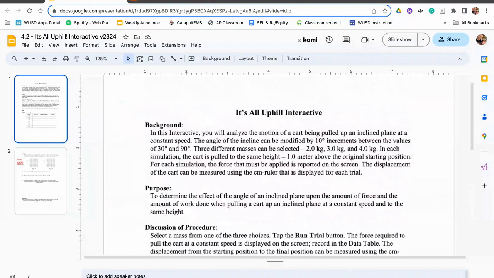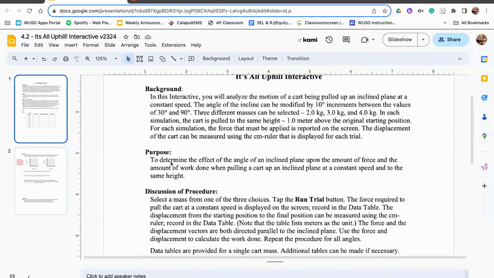Hello. So these are the instructions for the It's All Uphill Interactive, which I've gone ahead and assigned to everyone. It's a fairly straightforward activity, but it's really easy to make a mistake if you're not careful. So I'm going to go ahead and provide these instructions. That way you guys get a good start and you don't have to redo any of your data collection.